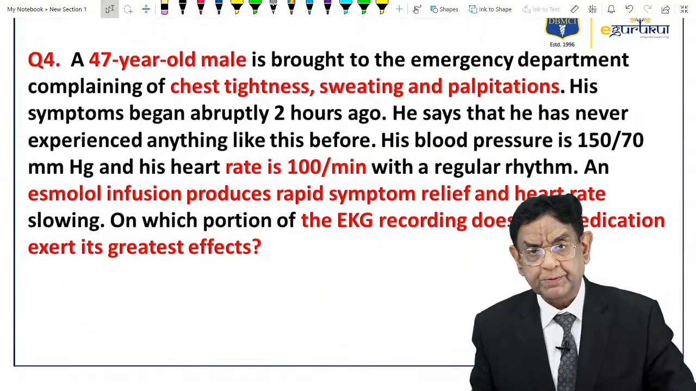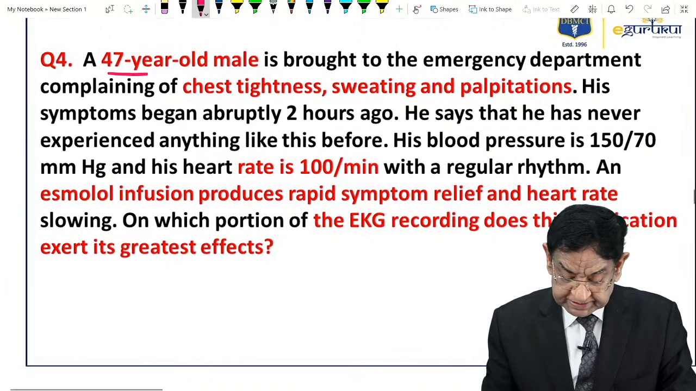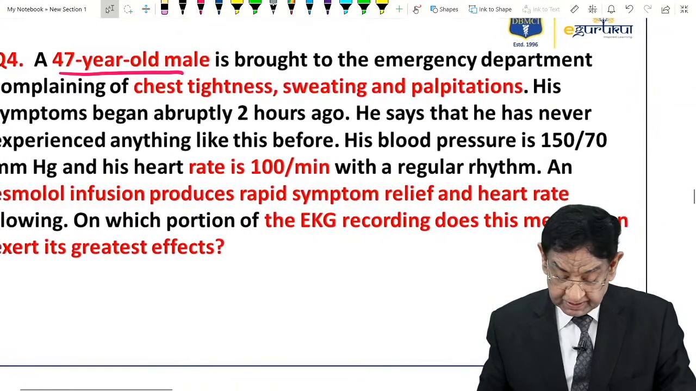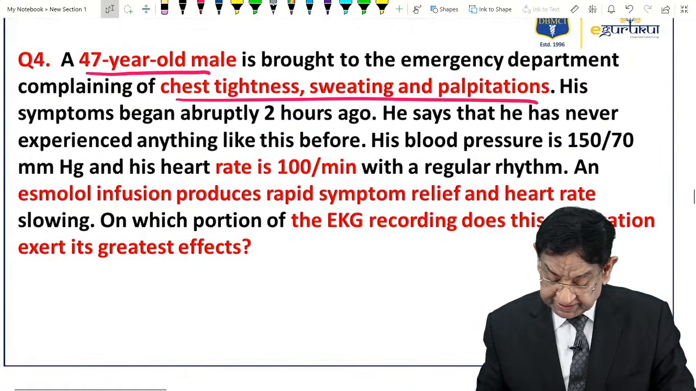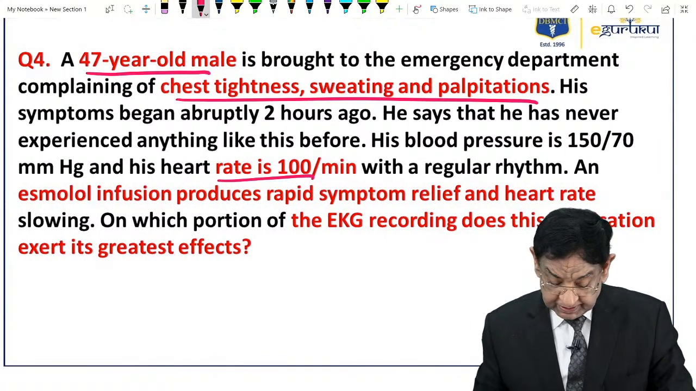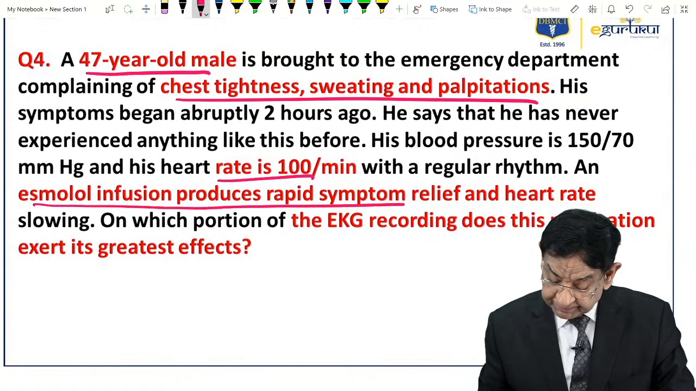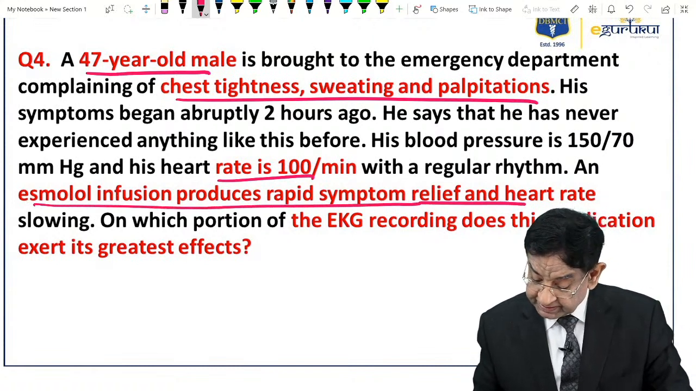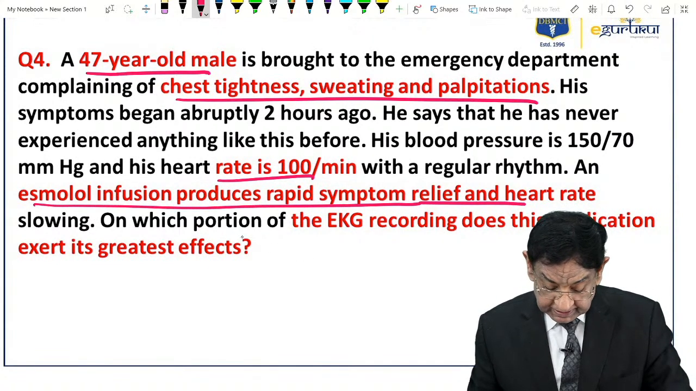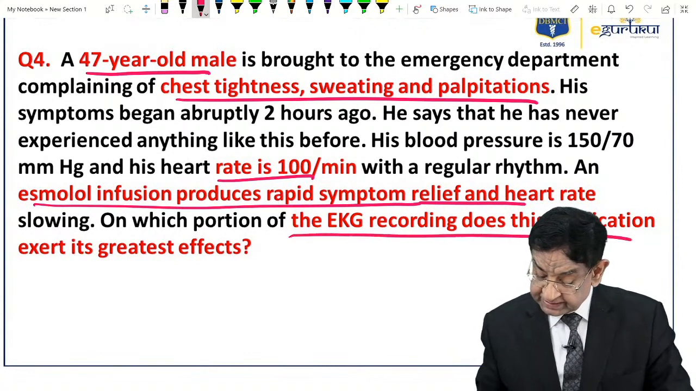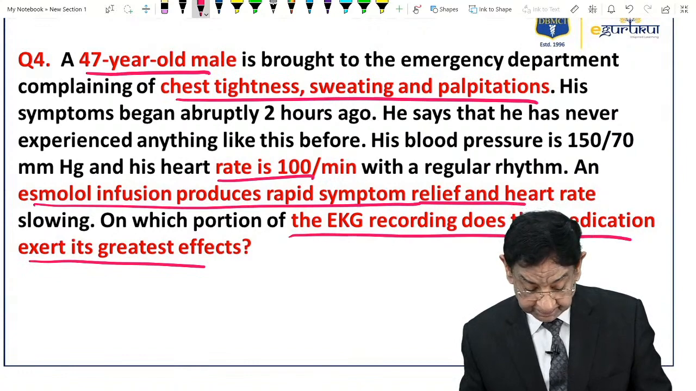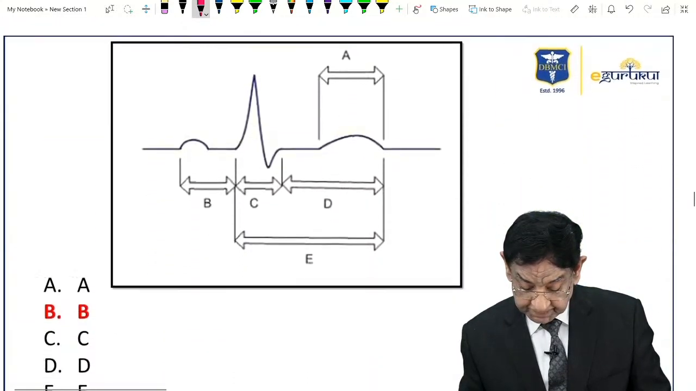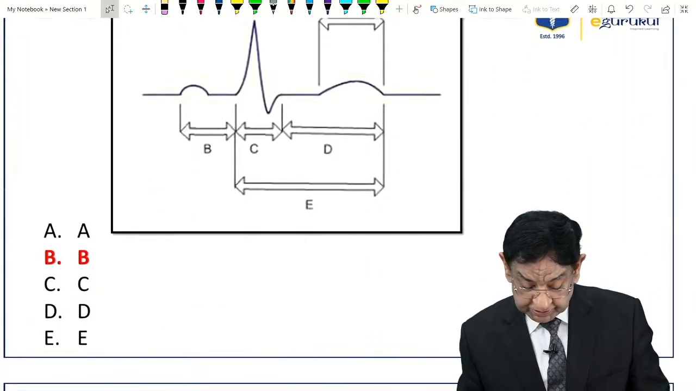Question number 4. We are getting a 47-year-old male with chest tightness, sweating and palpitation, rate is 100. Esmolol was given to relieve symptoms. In which part of the EKG recording does this medication exert its greatest effect? Okay, what is going to do it?